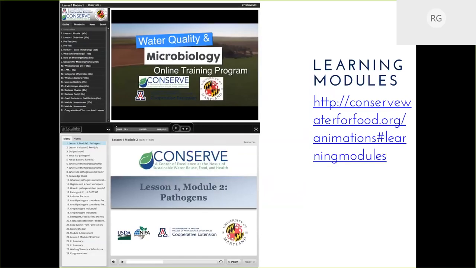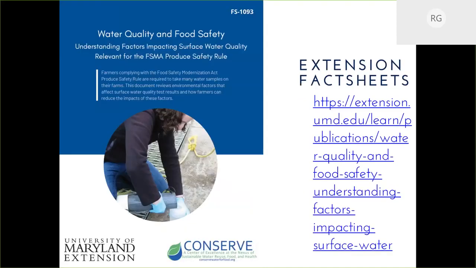Through Conserve and our collaborators at the University of Arizona, we've also created 2 learning modules. These go into depth, the first on water quality and microbiology, and the second on specifically pathogens, again, microorganisms that cause diseases. There's also a number of different extension fact sheets out there that touch on water quality. Here I'm just showing one that I helped write on water quality and food safety, to help understand what those different factors are that can impact your water quality: temperature, precipitation, surrounding activities, all things that can impact the quality of your water.